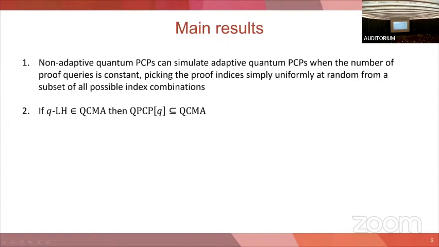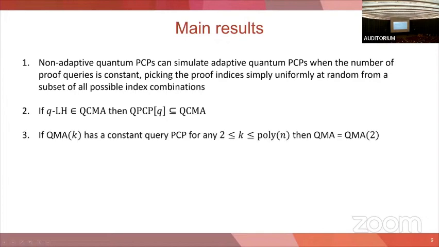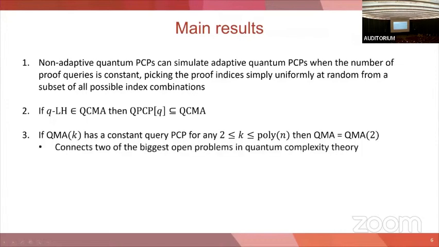We also show that if the local Hamiltonian problem is contained in QCMA, then actually this class is contained in QCMA. So this links a negative result on the local Hamiltonian problem to a negative result for the actual class of proof checking. And we also show that if QMA(k) has a constant query quantum PCP for any k larger than 2, up to some polynomial in n, then QMA is equal to QMA(2). So actually this connects two of the biggest open problems in quantum complexity theory.